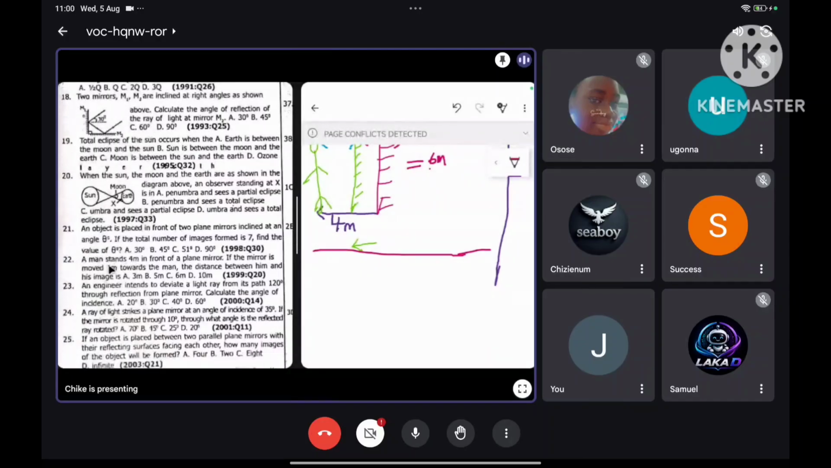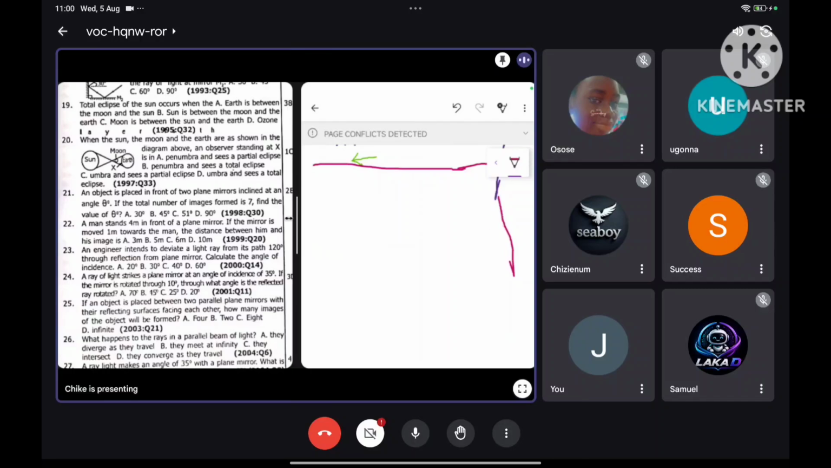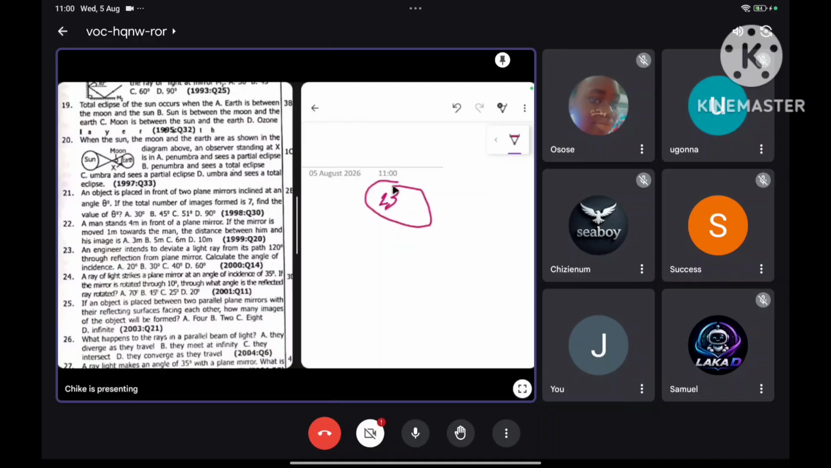Now, another very tricky question that may look as though you were not on that topic is this next one, question 23. Let me go to a new page. Question 23. Now, watch the question. The question says that an engineer intends to deviate a light ray from its path by 120 degrees through reflection from a plane mirror. Calculate the angle of incidence. Now, looking at it, it may look like we've not really solved a question like that, but from all our discussion, we have.